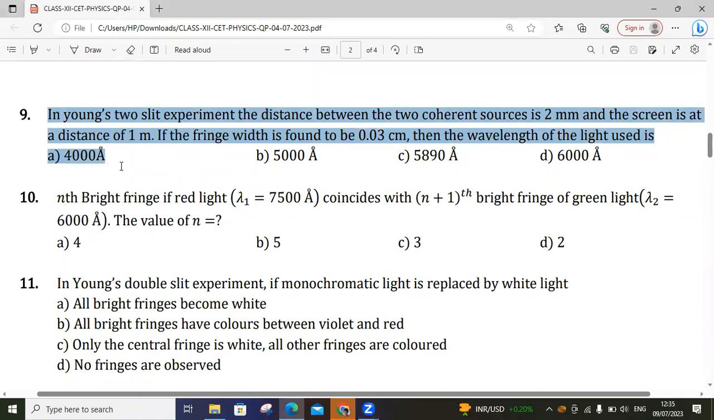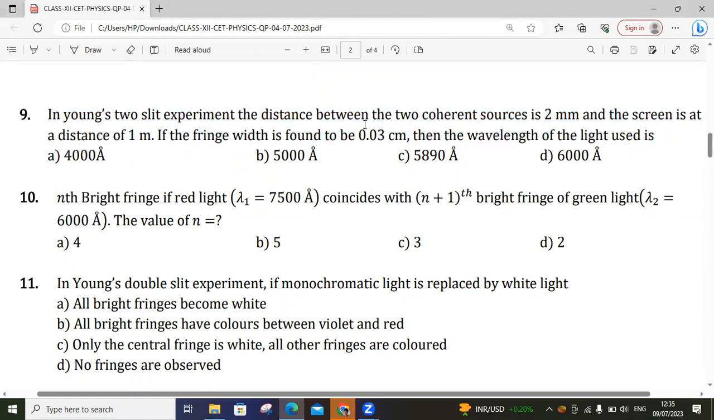In Young's two-slit experiment, the distance between the two coherent sources is 2 mm. So this is also simple. This is small d. The screen is at a distance of 1 meter, this is capital D. If the fringe width is found to be 0.03 centimeter, it is beta. The wavelength of the light is? So this is simple. Beta is equal to lambda D by d. Lambda has to be found. D and small d are given. Beta is also given. So just find out.